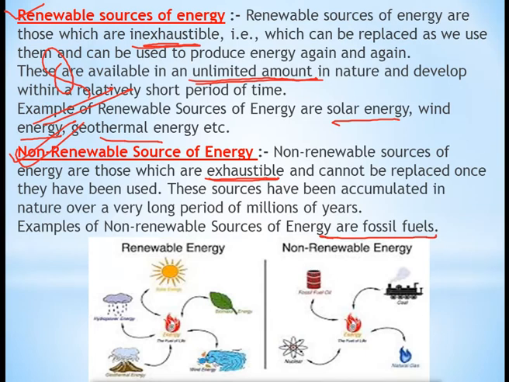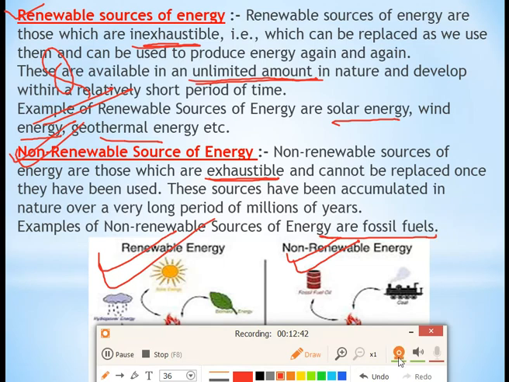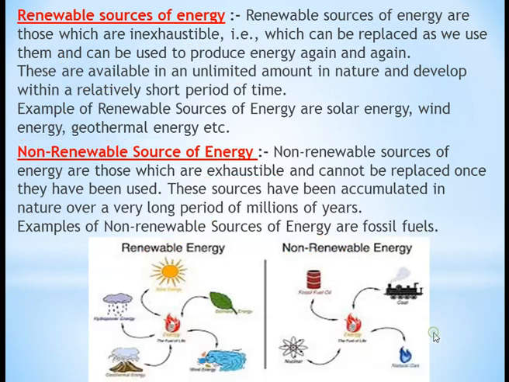So what we have read: renewable sources of energy are those sources of energy which are inexhaustible, means which we can use in the future again and again. Example: solar energy. Non-renewable sources of energy are those sources of energy which are exhaustible, means once it is used up, we cannot get it back. Example: fossil fuels. So with this, we have finished the lesson on sources of energy.